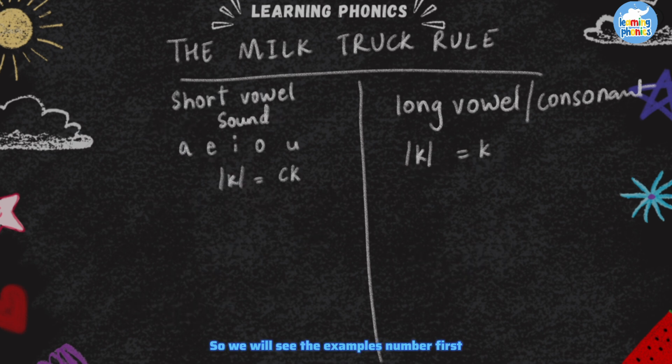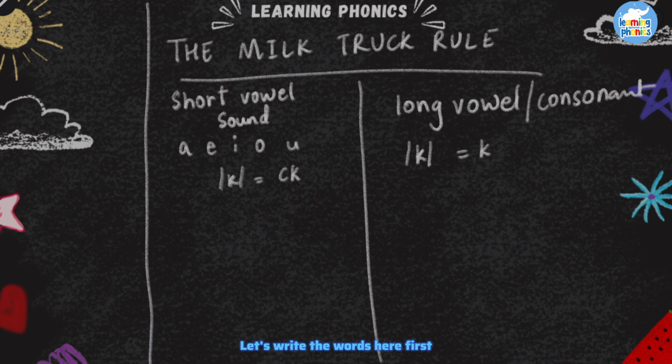So we will see the examples now. Let's do one thing. Let's write the words here first, and then we will decide whether it will be in the milk or the truck section, okay? So this one is the truck and this one is the milk, okay?